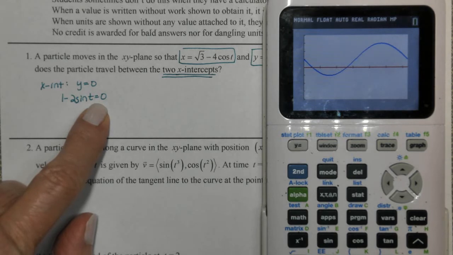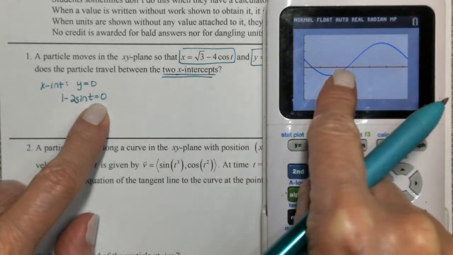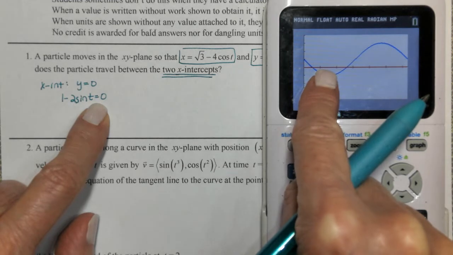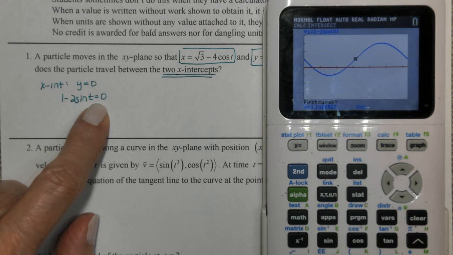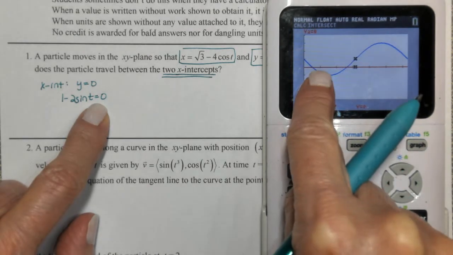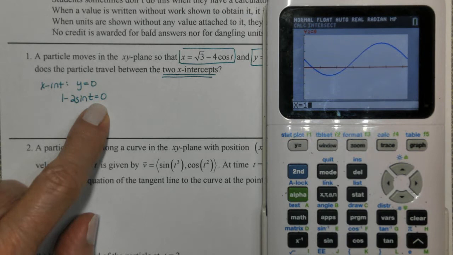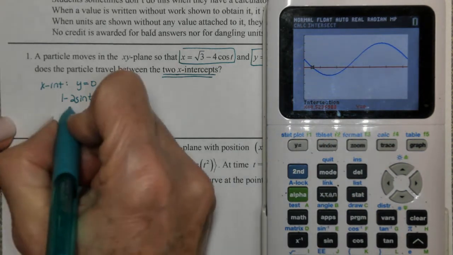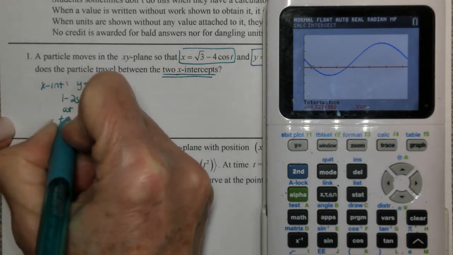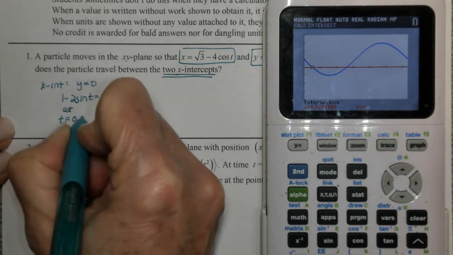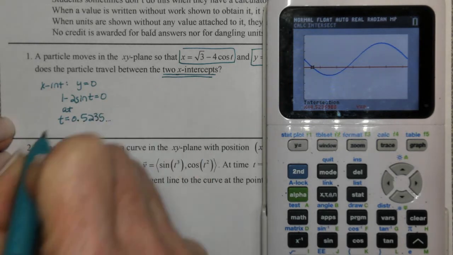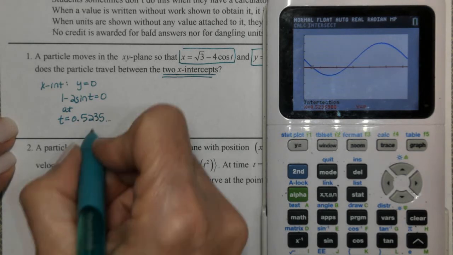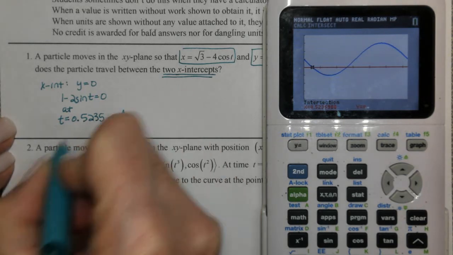And I see my two x-intercepts. Those are the two times when the particle is at the x-axis. So second calc 5, let's go find those. Enter, enter, and I'm going to approximate this to be a 1. My guess is 1. And that'll give me that first intersection point. So I'm going to say at t is equal to 0.5235..., before I lose that, I'm going to store that in for A.